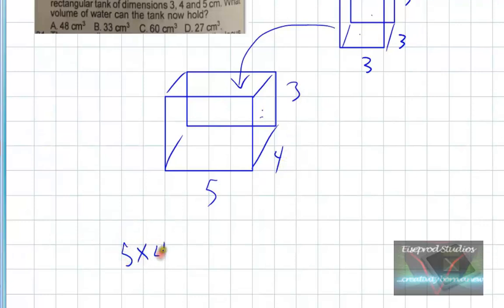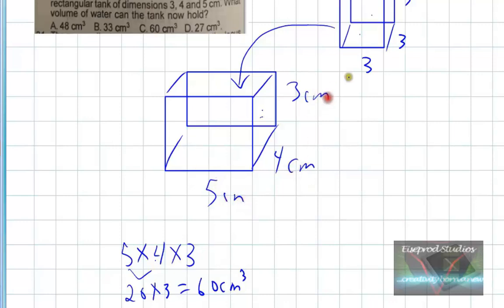So 5 times 4 times 3. 5 times 4 is 20, and times 3 is 60. So now we know that we have 60 centimeters cubed in the big tank. These are all in centimeters, by the way. And so I'll label this tank over here.